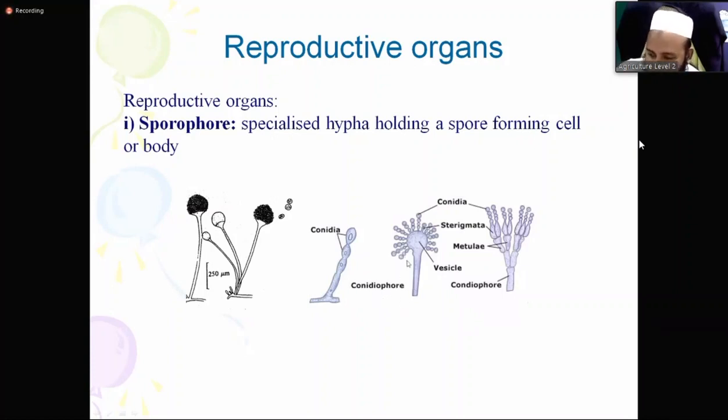Conidiophore. Conidiophore comes from the word conidia. You will be master of this word, because every time you have to say this spore, this conidia, nobody will teach you again. If I say conidia, you will understand what is conidia. So very easy. Conidia is some structure like spore.